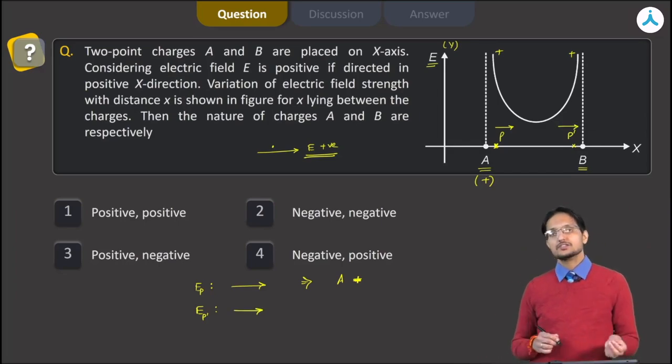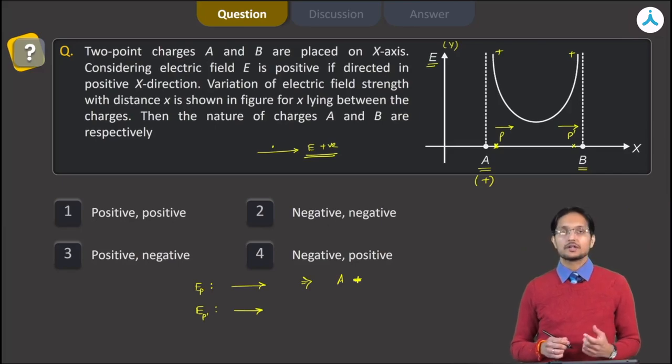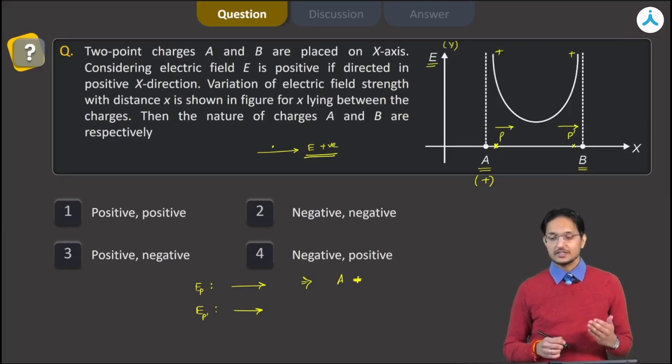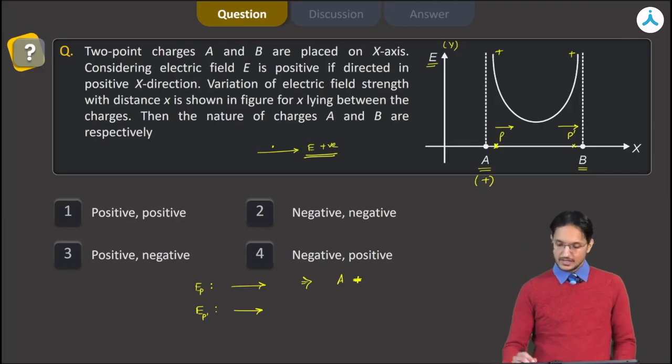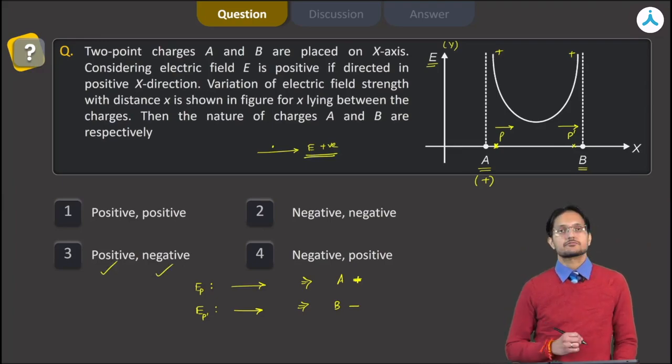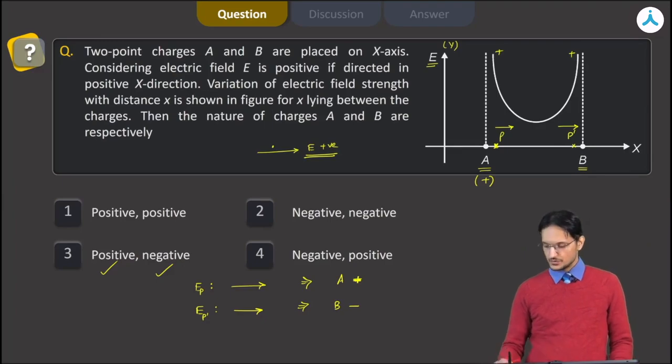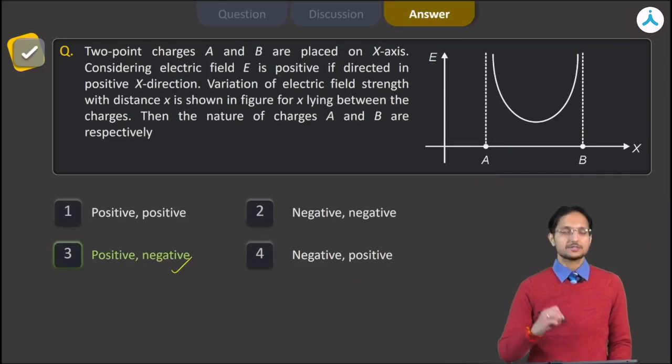Now at P dash, electric field due to B will dominate. That means this electric field is pointing towards B. Hence B is negatively charged. So we can see that A is positive and B is negative. Okay. So for this question, which option is coming out to be correct? That is option 3. Thank you.